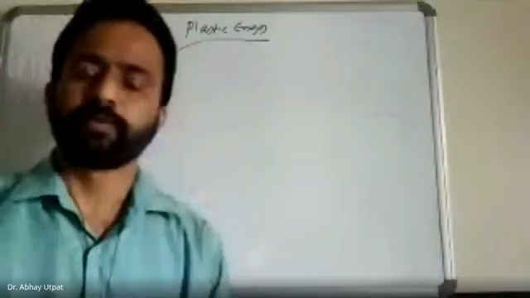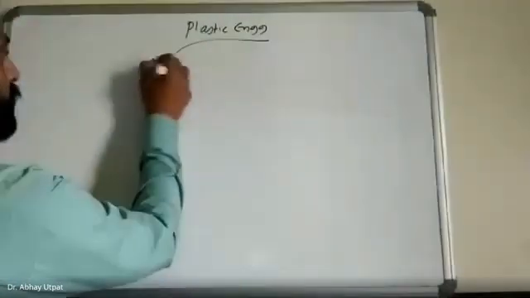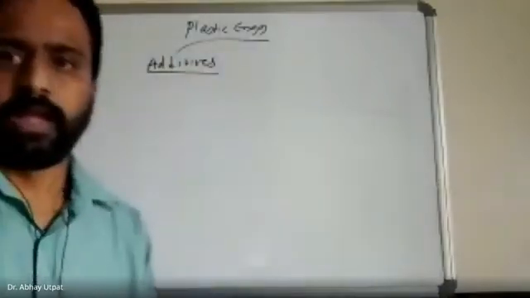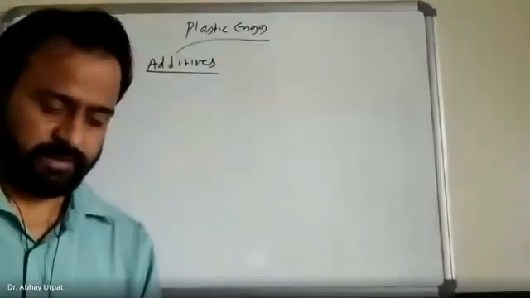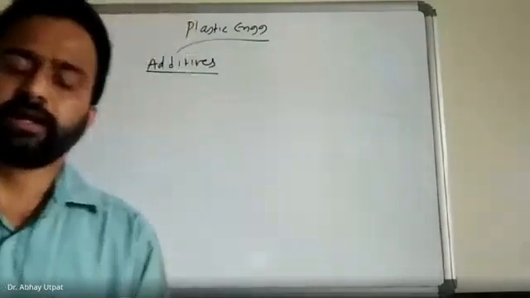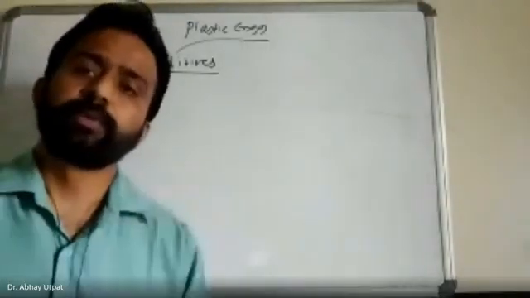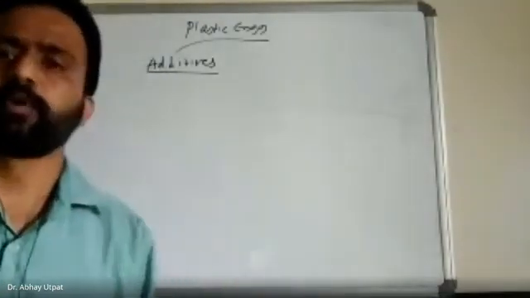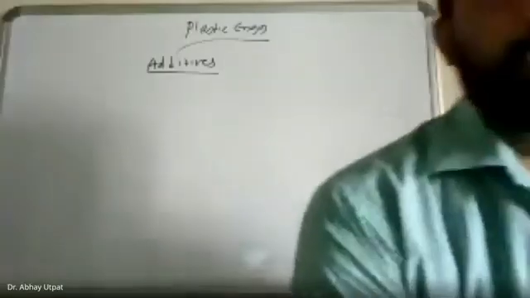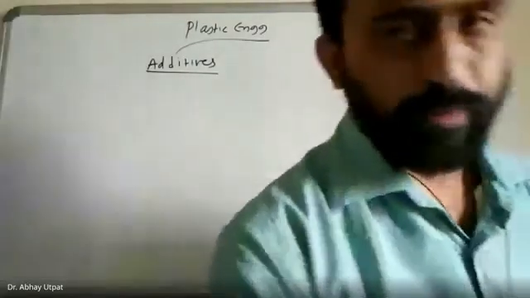Let us start with additives in the plastic. Write down. Additives in the plastic. Now additives means what? The things which are added for improvement of the properties. There are different number of additives used in plastic. So the first additive we are going to add in the plastic is plasticizer.